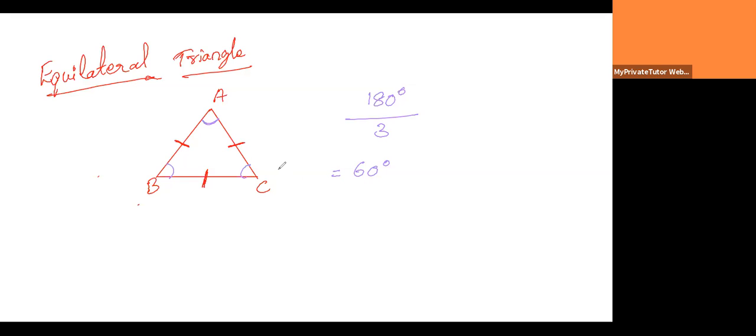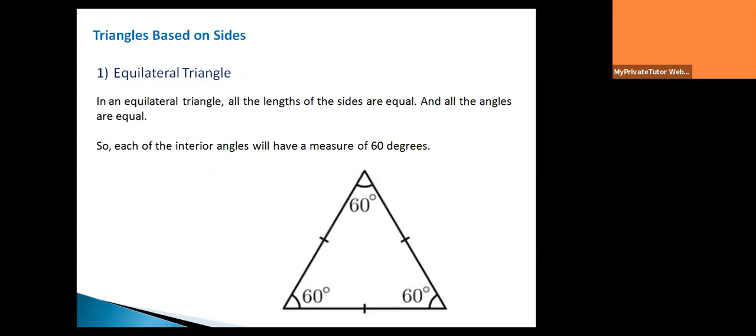Anybody has any questions? Okay. So let's go to the definition and see. What is an equilateral triangle? All the lengths of the sides are equal and the angles are also equal. Each of the interior angles measures 60 degrees. So that's what the lines indicate, okay?